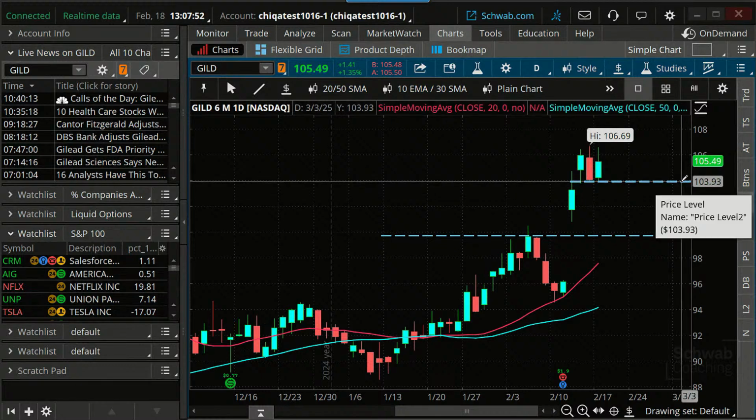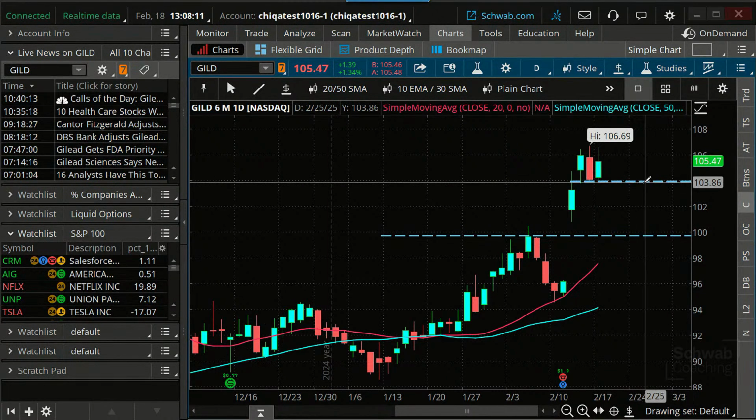Our support level is 104. If I go, we'll say 1% below that, I'm going to take $104 on my calculator and multiply it by 0.99. It's going to give me a level that's 1% below that. That's going to be 102.96. That's going to be my potential stop level on this.